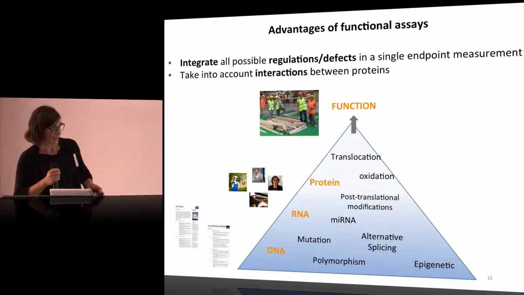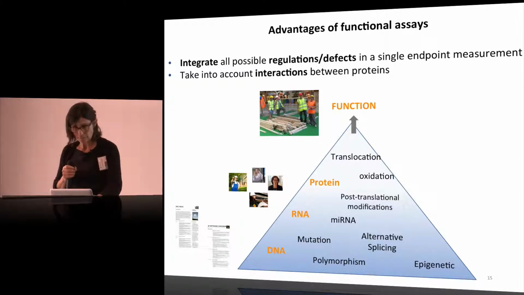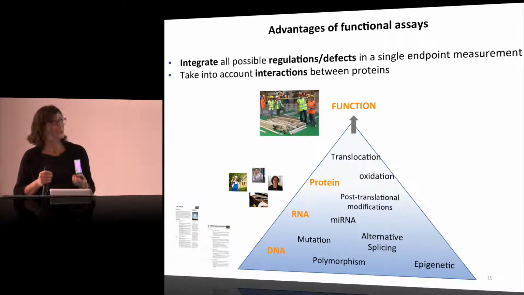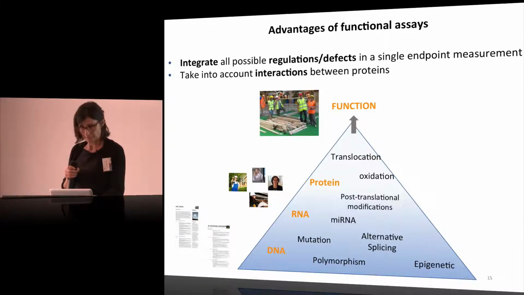At the level of the DNA, you can have polymorphism, mutation. At the level of the RNA, you can have alternative splicing. At the level of the proteins, you can have post-translational modification, oxidation, etc. So for enzyme characterization, it's more interesting to look at the function than to look at the DNA. Functional assays integrate all possible regulations and defects in a single endpoint measurement. In addition, it also takes into account interactions between the different proteins.